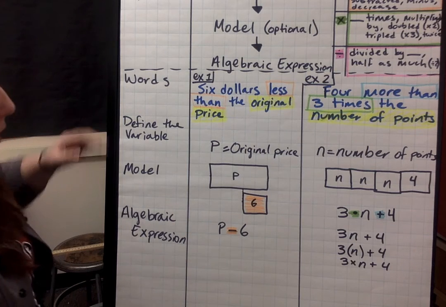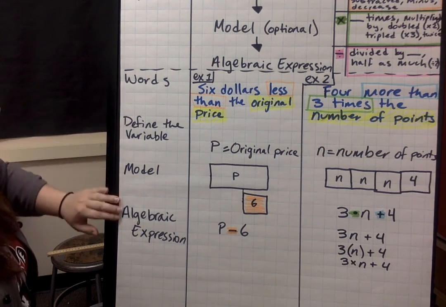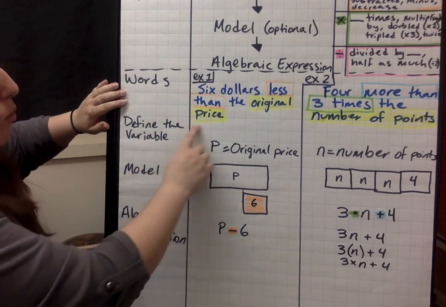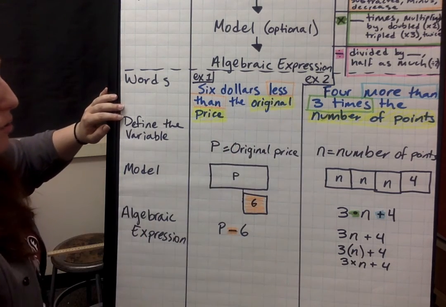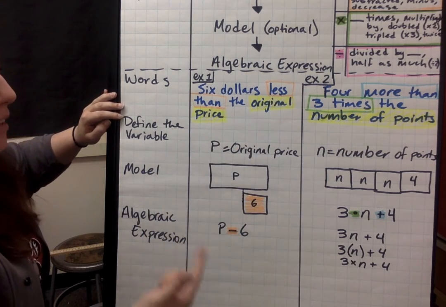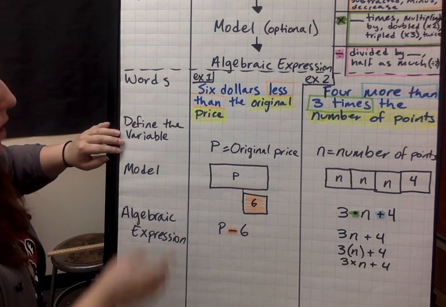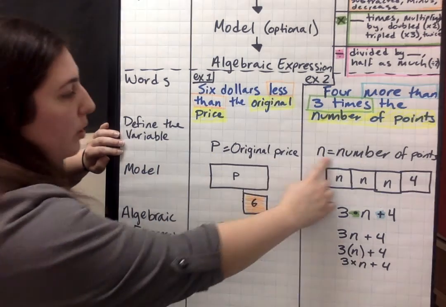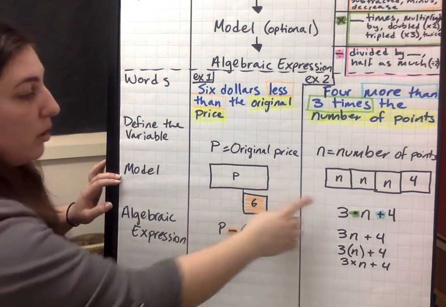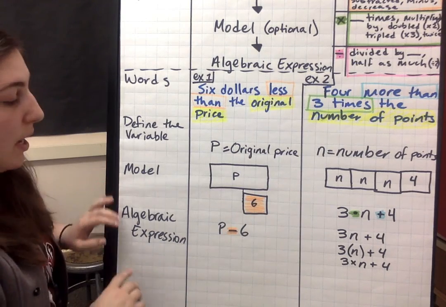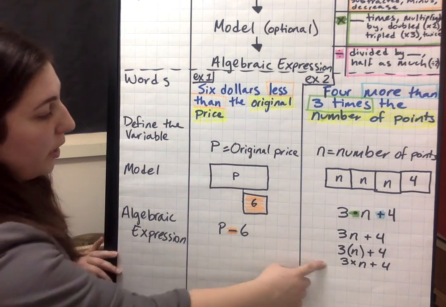Okay. So really just follow these 4 steps. Figure out what your keywords are in the situation. Do they mean add, subtract, multiply, divide? Define what the variable is. Okay. Model, which is an option. And then write your algebraic expression.